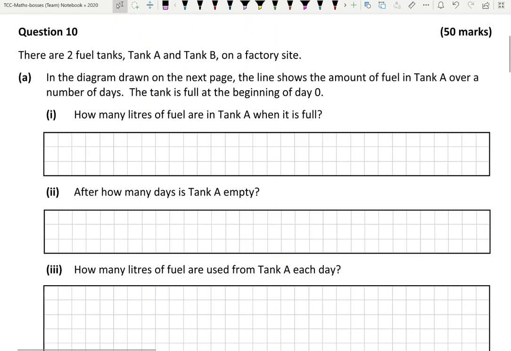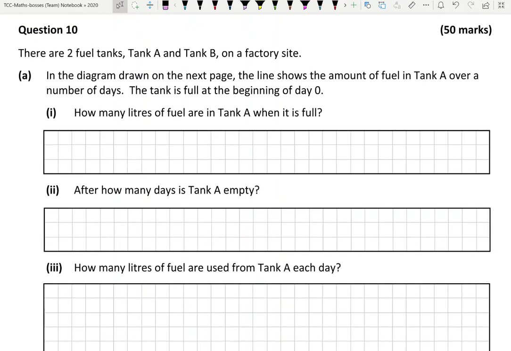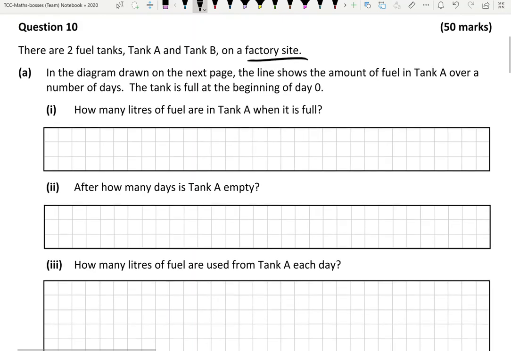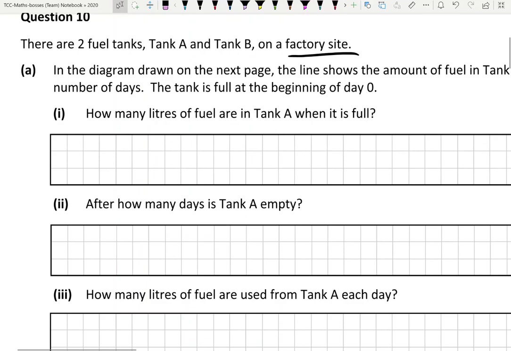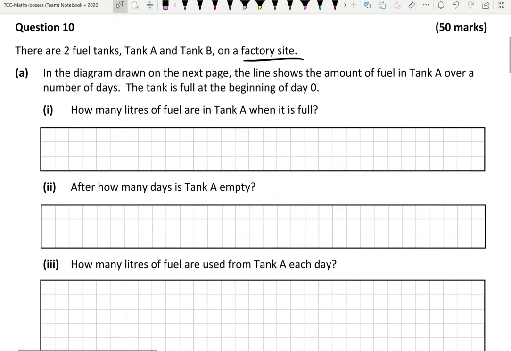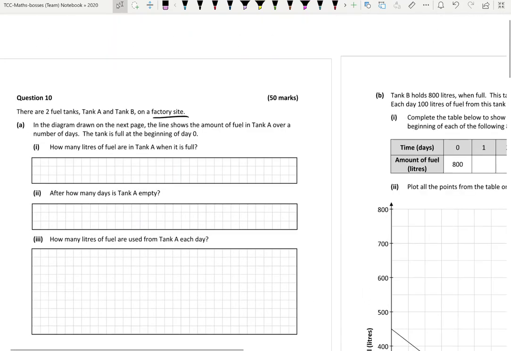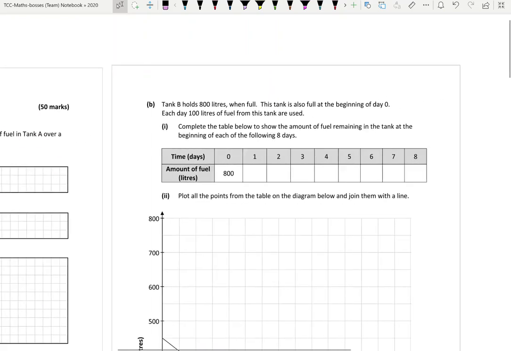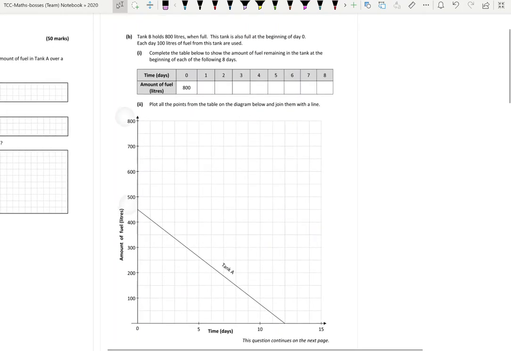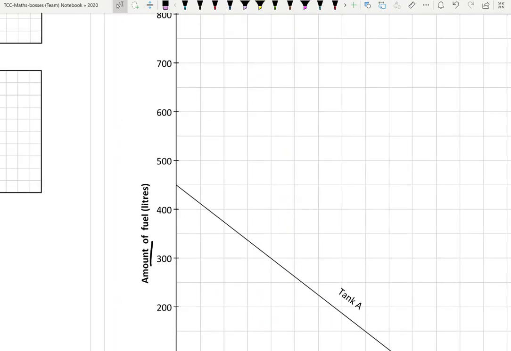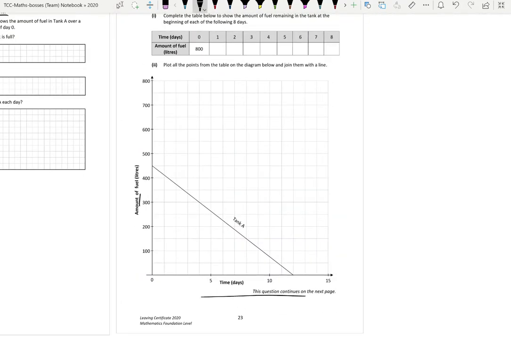There are two fuel tanks, Tank A and Tank B, on a factory site. So even reading the question is more difficult. That's a stretched out statement, if you ask me. So in a factory, there are two tanks, Tank A and Tank B. In a diagram drawn on the next page, let's take a look at it. Now it's a diagram, but it's not a concrete diagram of what's going on with the tanks. It's just a graph of volume versus time in Tank A.